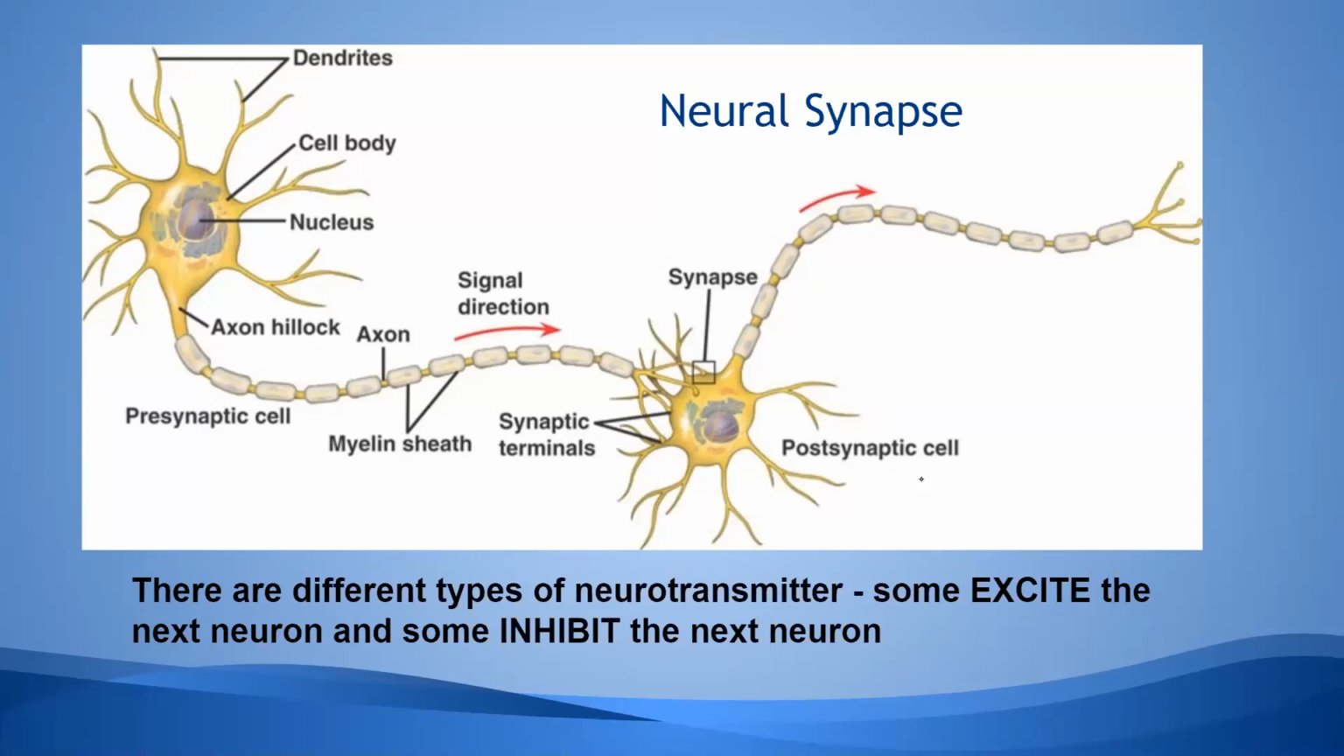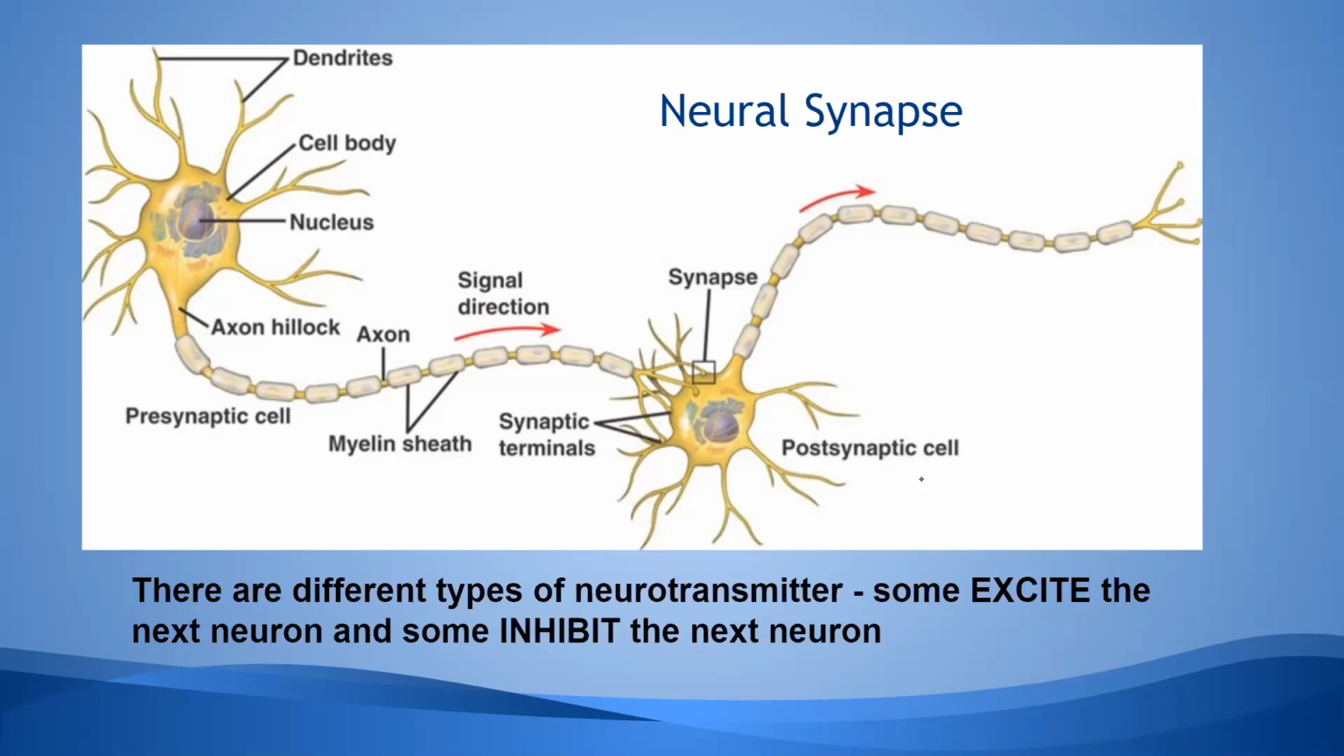Now, that's one type of neurotransmitter. There are other neurotransmitters that will have other effects. Specifically, we say some neurotransmitters are going to excite and some neurotransmitters are going to inhibit. Basically, you can think exciting is going to flip a switch to the on position. Inhibiting means we're going to flip a switch to the off position.